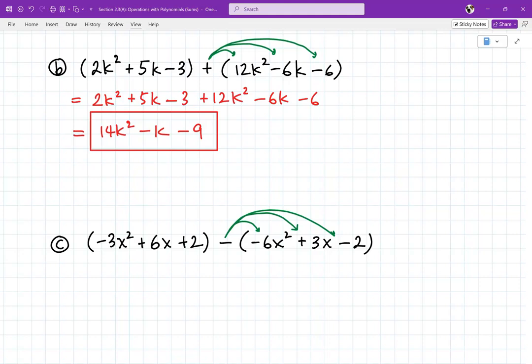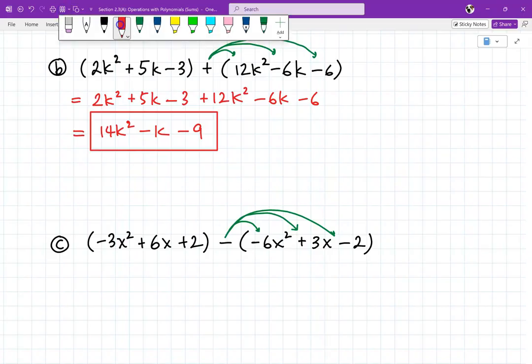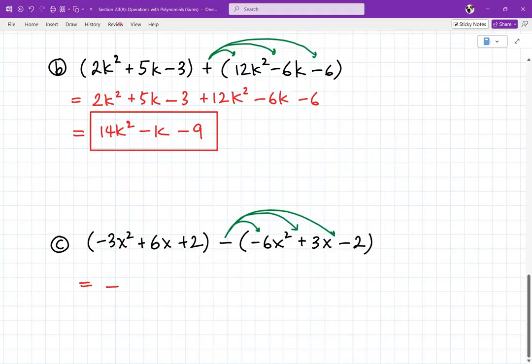So this negative 6x squared will become a positive. The positive 3x will become a negative, and the negative 2 will become a positive. But that's like the tricky part. After that, it should be pretty easy. So here we go. Negative 3x squared plus 6x plus 2.